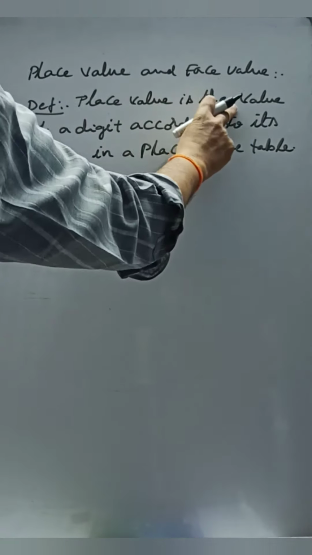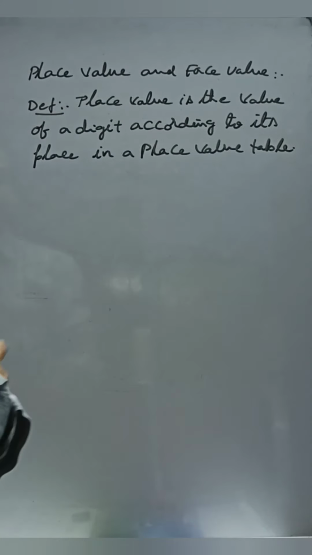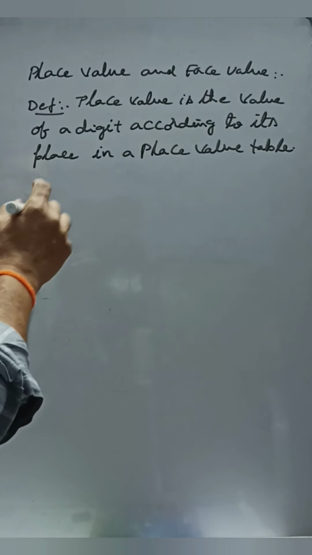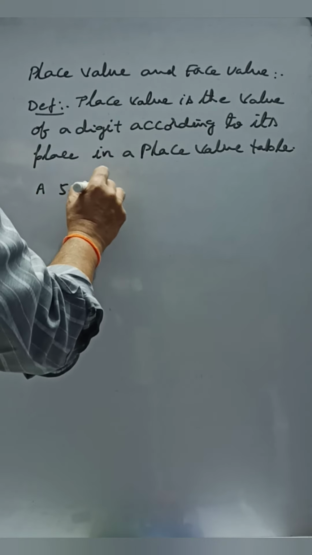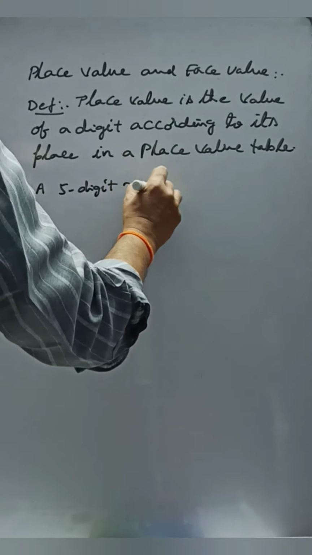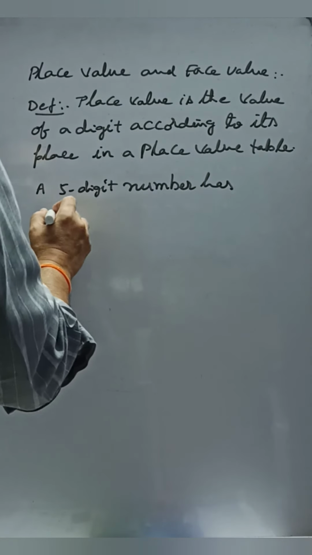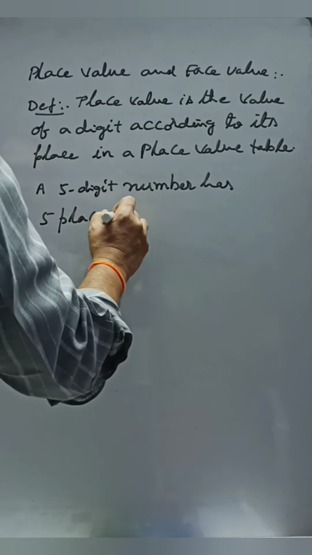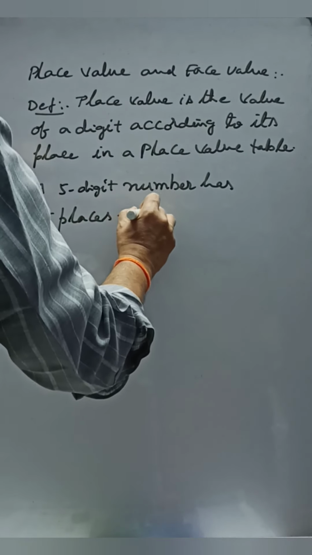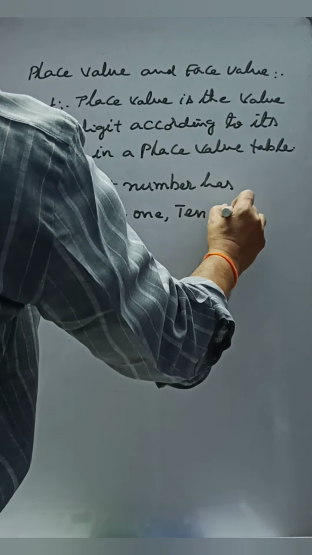Place value is the value of the digit according to its place in the place value table. How many places does a 5-digit number have? A 5-digit number has 5 places. What are they? Ones place, tens place, hundreds place.